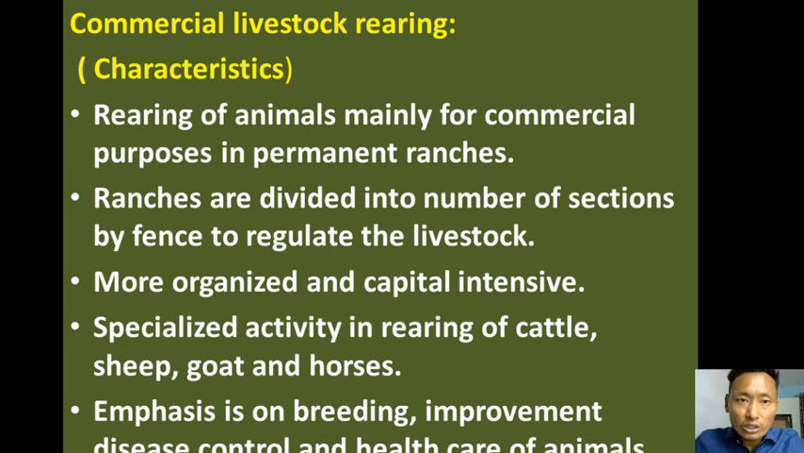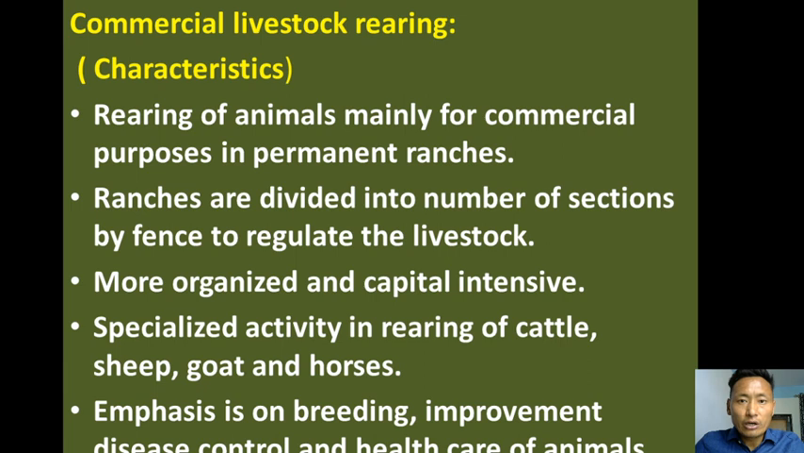Next topic is commercial livestock rearing. Following are the characteristics, or we can also say the features, of commercial livestock rearing. What is meant by commercial livestock rearing? Commercial livestock rearing is an advanced, modern, scientific way of rearing and grazing animals mainly for commercial purposes.